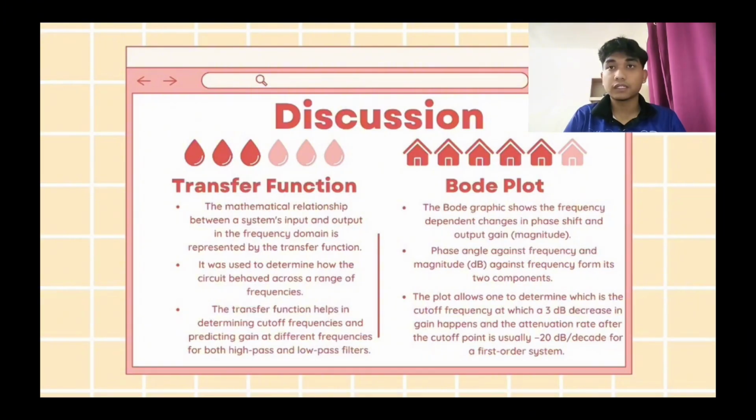For the Bode plots, the Bode graph shows the frequency-dependent change in phase shift and output gain with its magnitude. Phase angle against frequency and magnitude in dB against frequency form the two components. The plot allows one to determine the cut-off frequency at which a 3 dB decrease in gain happens, and the attenuation rate after the cut-off point is usually negative 20 dB per decade for a first-order system.